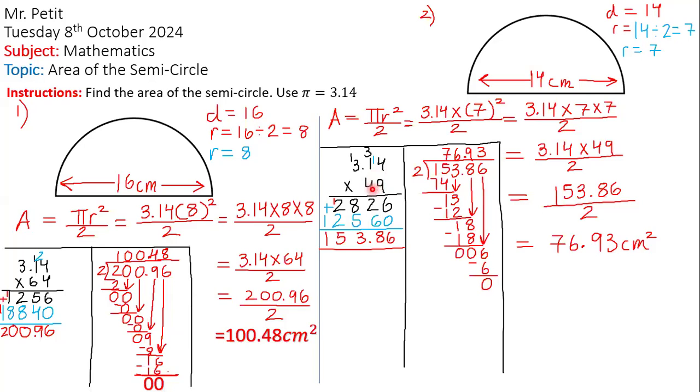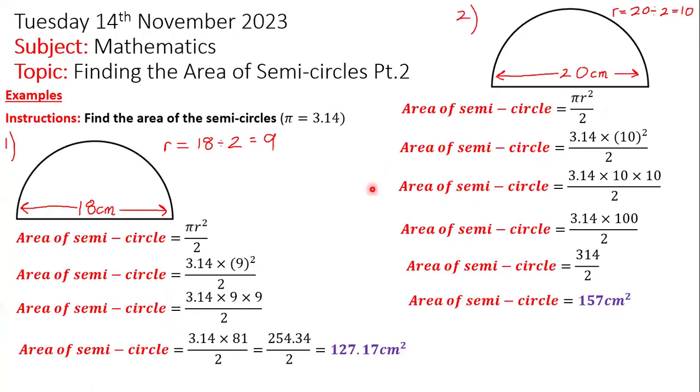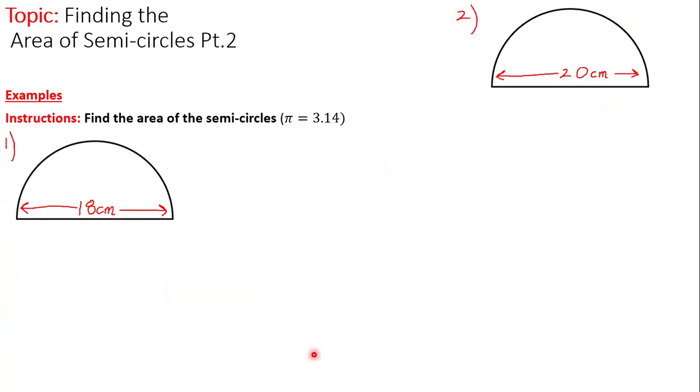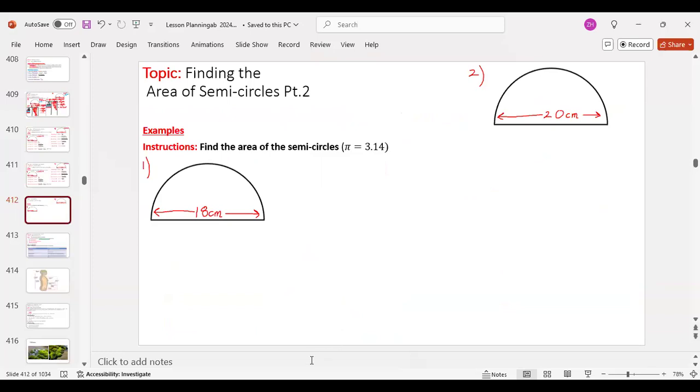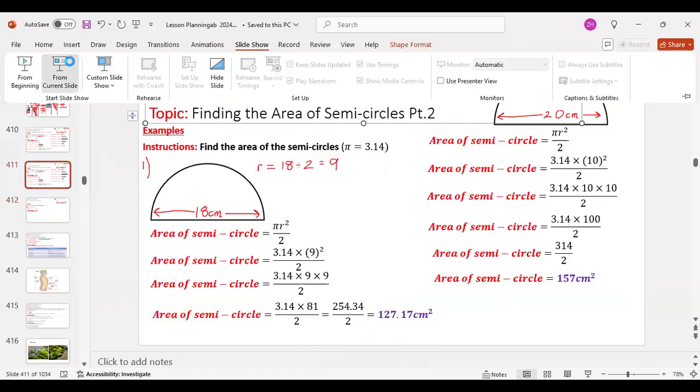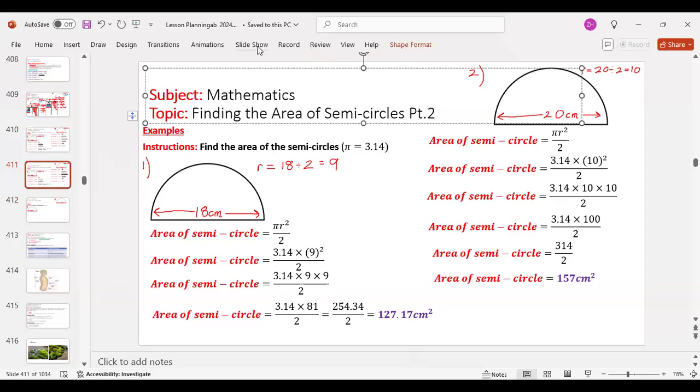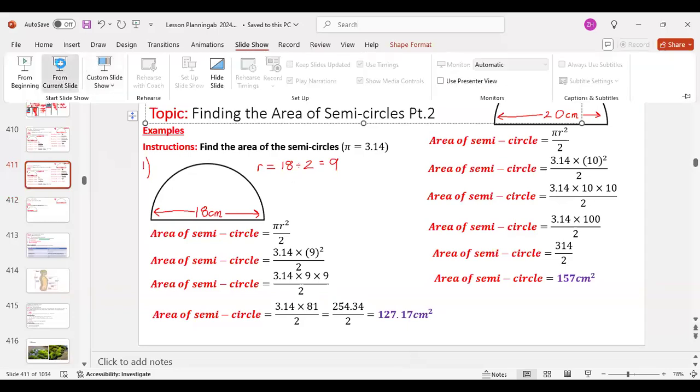Okay, for the rest of you, for the first one, what did y'all get? 127 point something. 0.17. And for the second one, what did y'all get? 157 centimeters squared. Okay, so my answers are, I think, the same as y'all's.